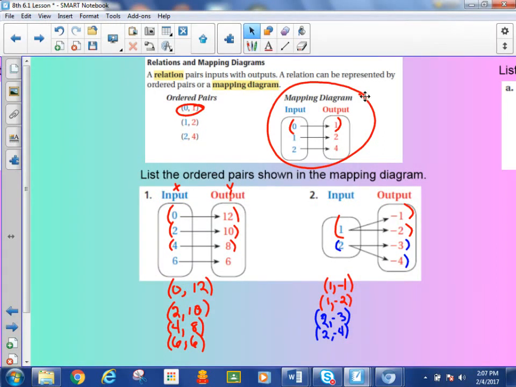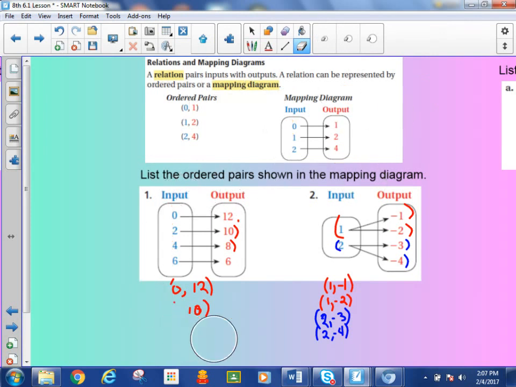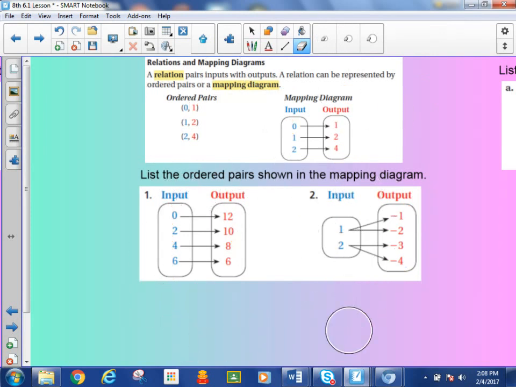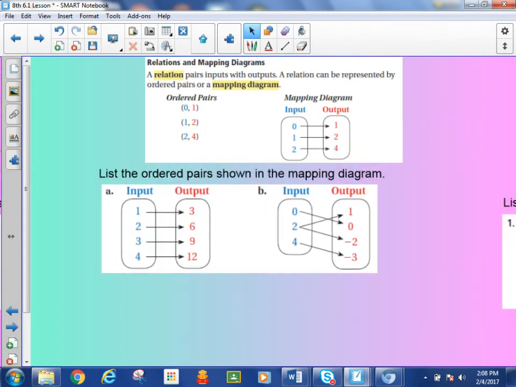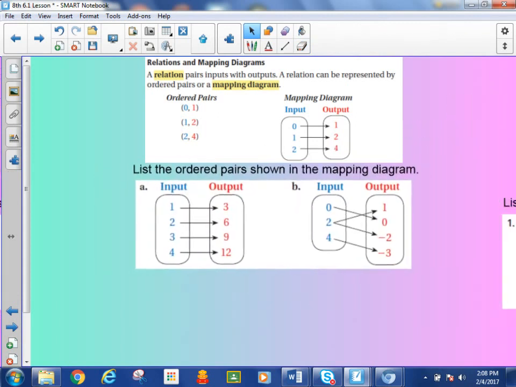Okay, I'm going to go ahead and slide one out. You go ahead and try it, and then you can check your answer in just a couple of minutes. Same concept: you're going to list the ordered pairs shown in the mapping diagram. And on this one, we'll discuss really quickly the difference between relation versus function. So go ahead, pause your video, do your ordered pairs, and then check back in just a minute.